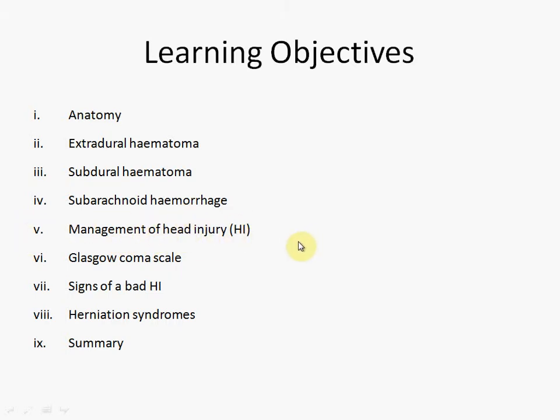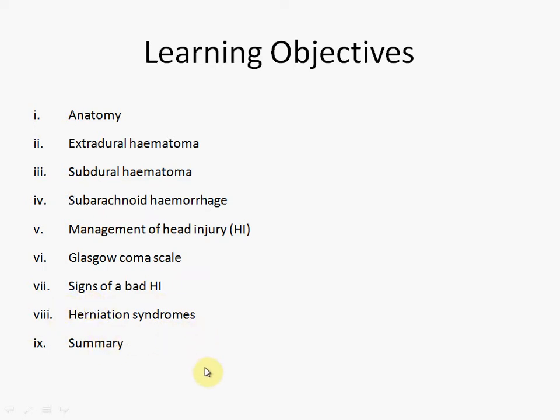We thought about that important equation, CPP equals MAP minus ICP, that's the cerebral perfusion pressure is equal to the mean arterial pressure minus the intracranial pressure, and we thought about ways that we can tweak that equation. We looked at the Glasgow coma scale briefly. We looked at how we can measure the motor scoring in particular. We looked at signs of a bad head injury, all of which require a CT head if you see them in a patient, according to NICE guidelines for head injury in adults.